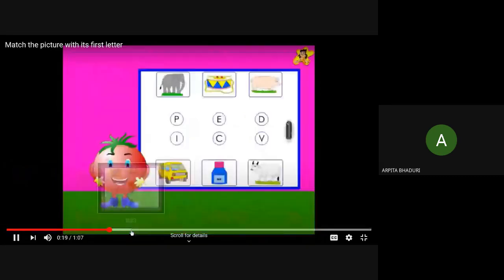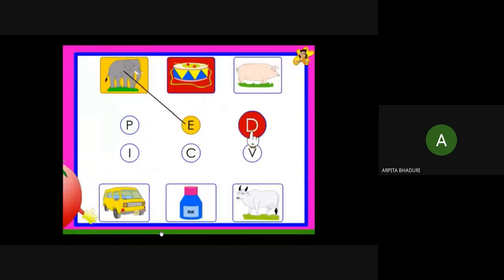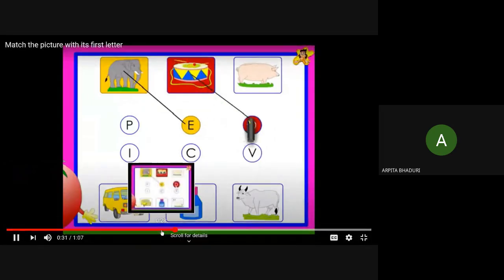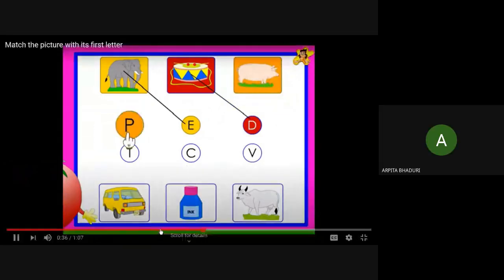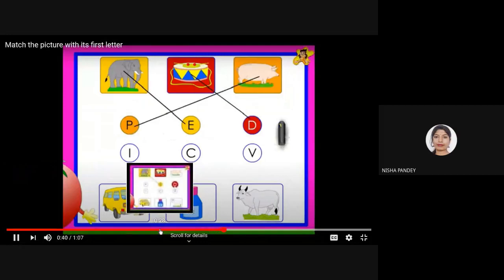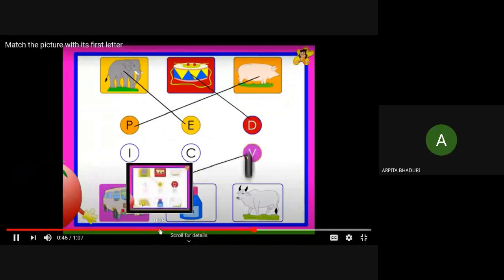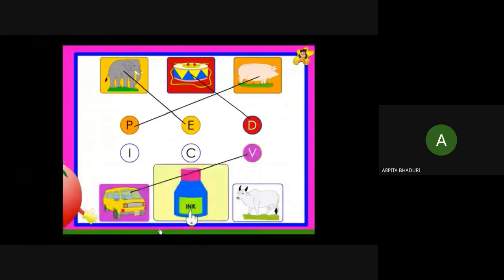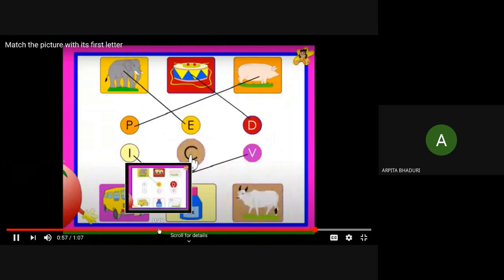Let us see. Elephant. E. E for elephant. Drum. D. D for drum. Pig. P. P for pig. Van. V. V for van. Inkpot. I. I for inkpot. Cow. C. C for cow.